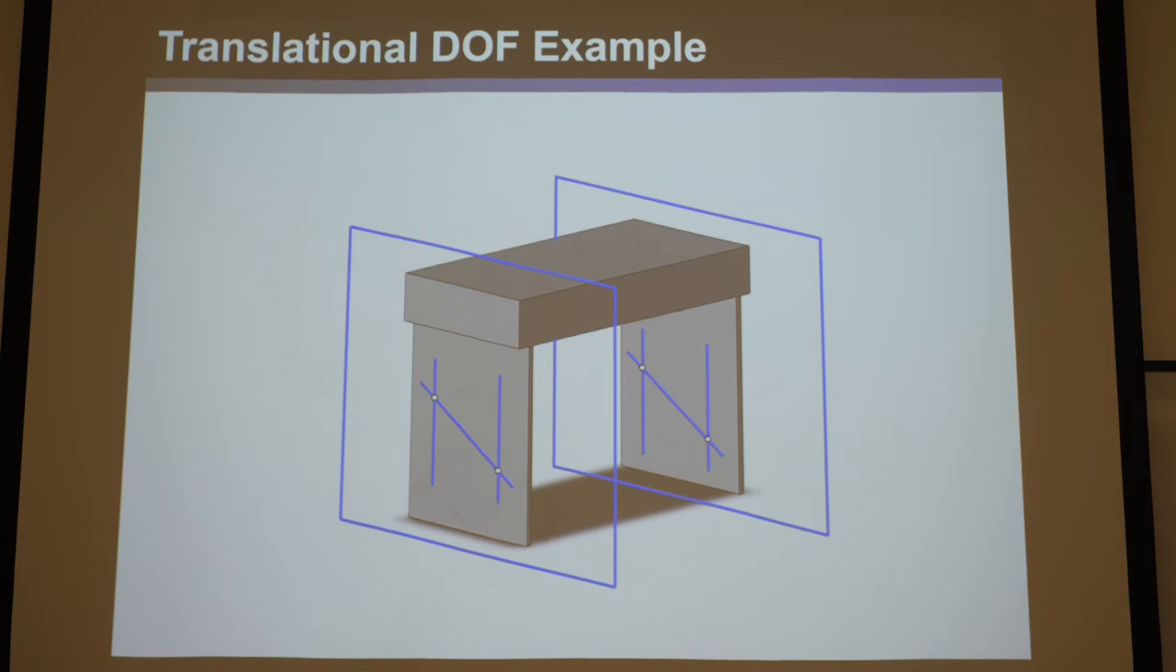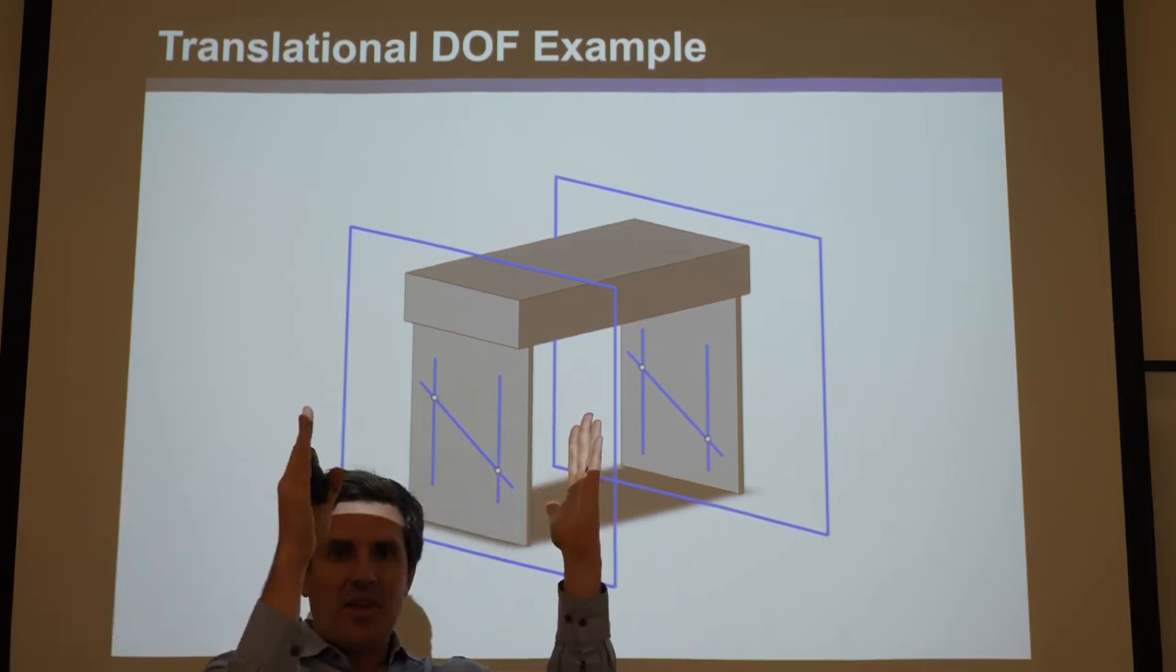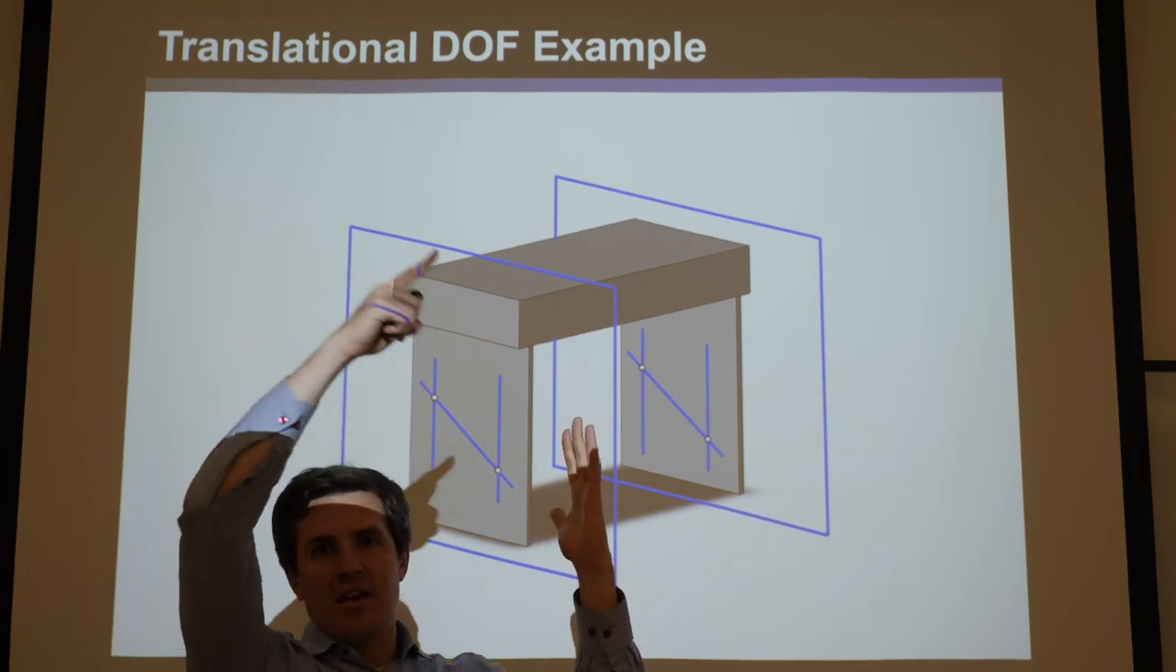Okay? But now if I take those two planes and I make them both parallel, they still intersect at a line, except that line is an infinite hoop.